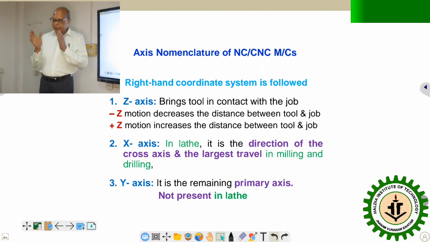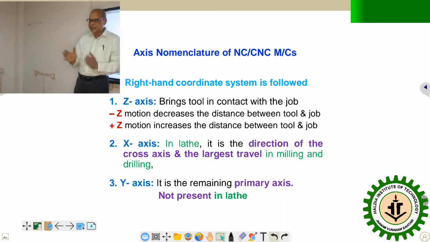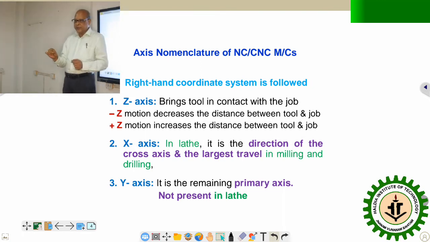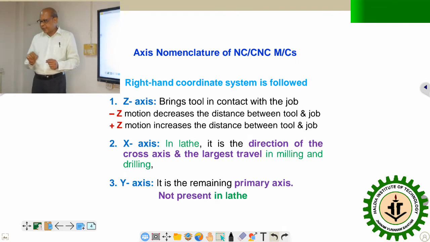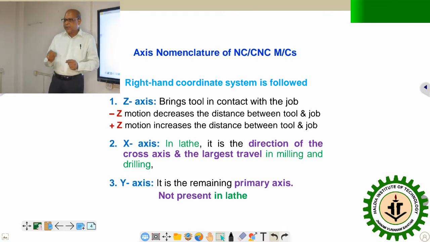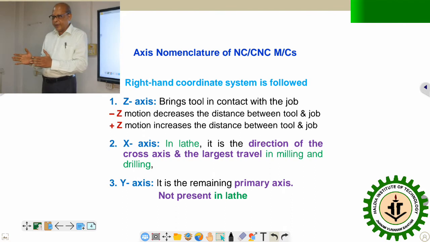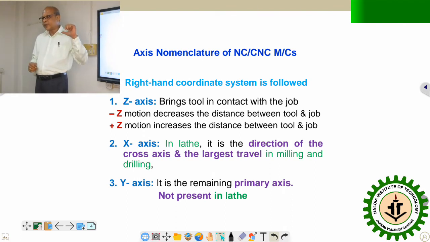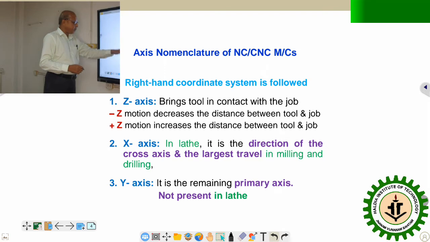So if it is a coordinate geometry system, our first role will be to identify the axis nomenclature: which will be the x-axis, which will be the y-axis, and which will be the z-axis. This x, y, z corresponds to the linear movements, but additionally there is a possibility of rotational movement, which is identified as A, B, C. So let us start with the Cartesian coordinate system.